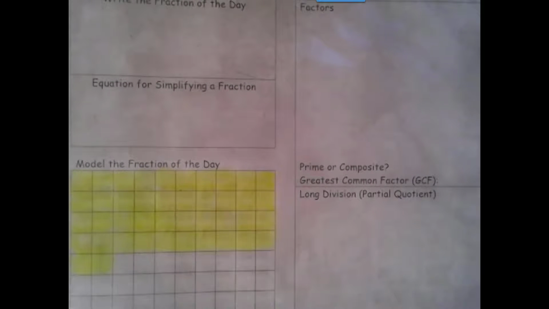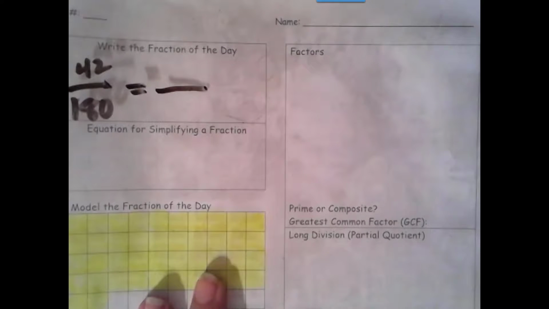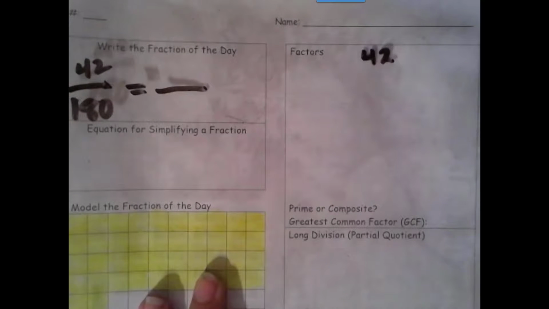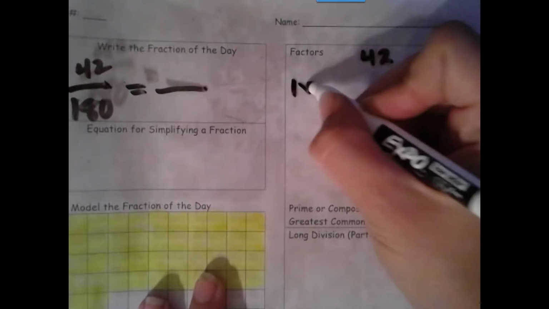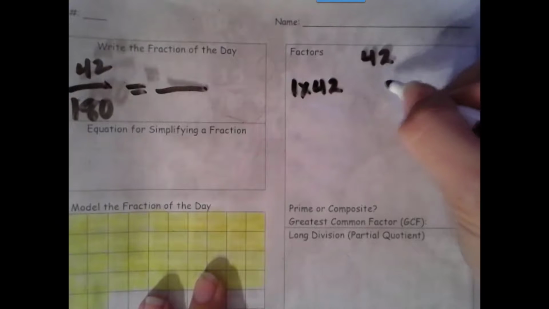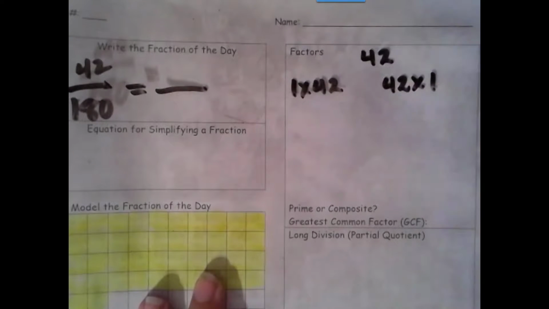Let's go ahead and get down our beginning fraction. We have 180 total school days, and we're on day 42. Let's find all the factors of our numerator, which is 42. Two factors we always know are 1 and the number itself. Using the commutative property of multiplication, we can also write it as 42 times 1.